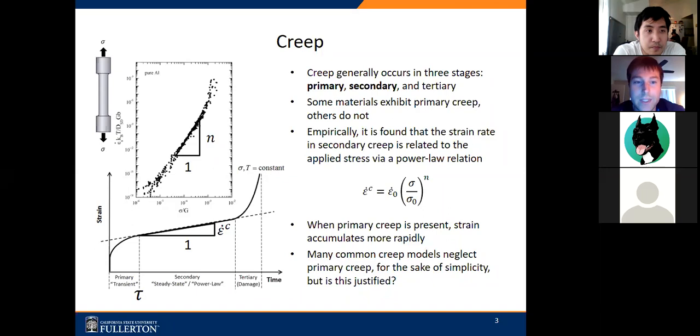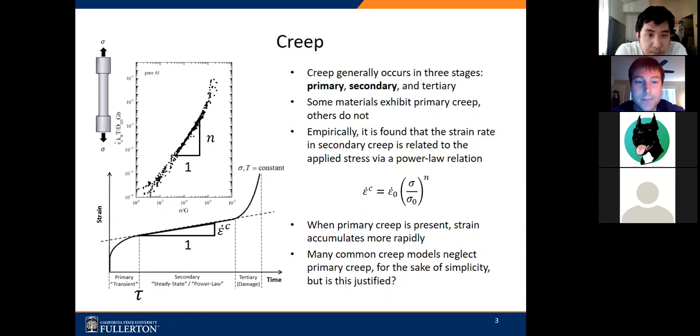What happens is, at room temperature, if you apply a fixed stress to a specimen, you're going to get a fixed amount of strain, right? Hooke's law, or after yielding, you get the plastic part of the stress strain curve. But the point is that a fixed sigma results in a fixed epsilon. That's not true at high temperatures. At high temperatures, if you apply a fixed stress, the strain is going to continue to accumulate over time. And that's what creep is.